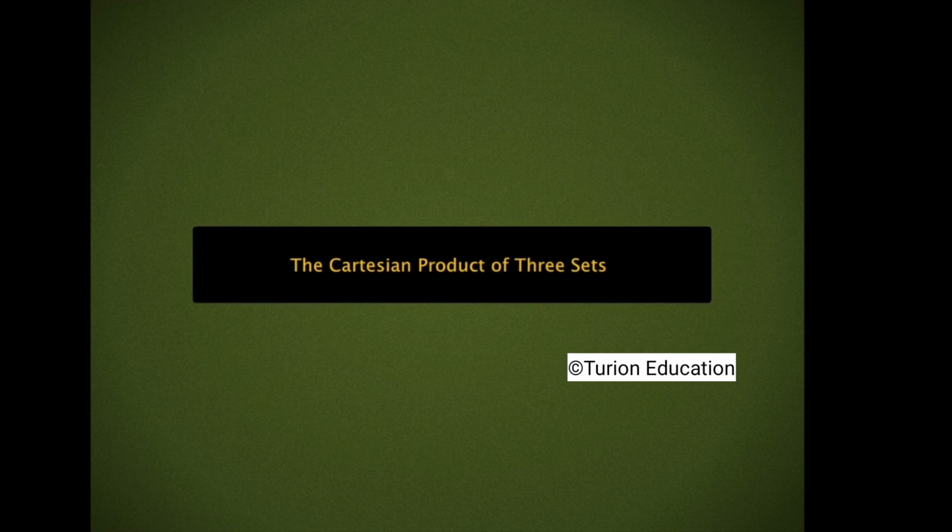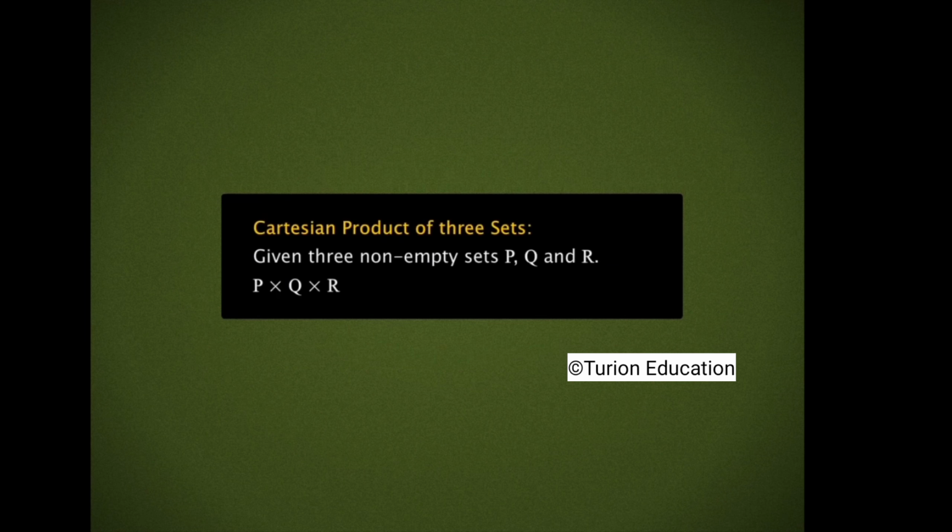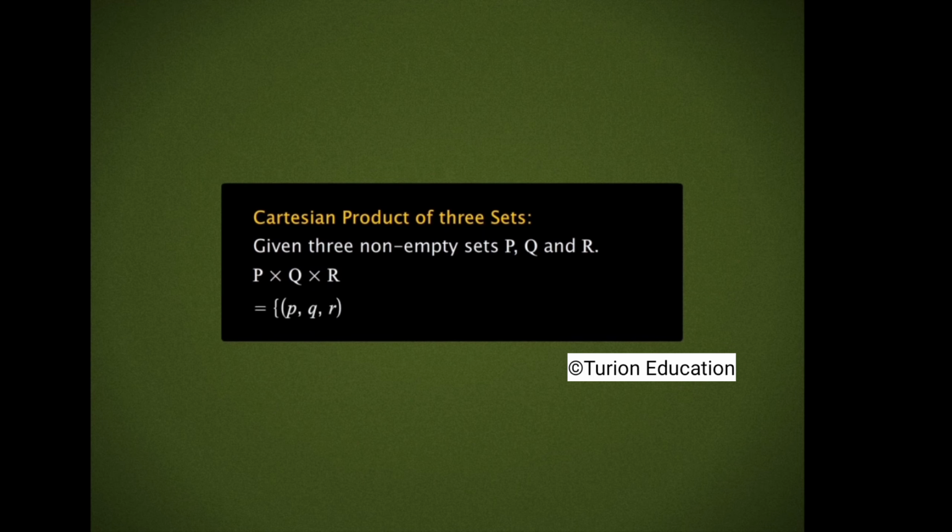Let us now define the Cartesian product of three sets. The Cartesian product of three sets is the set of all ordered triplets for which the first element is a member of the first set, the second element is a member of the second set, and the third element is a member of the third set. By using symbols and the language of math, Cartesian product of three non-empty sets P, Q, and R, read as P cross Q cross R, is the set of all ordered triplets (p, q, r), where the element p is from set P, the element q belongs to set Q, and the element r belongs to set R.